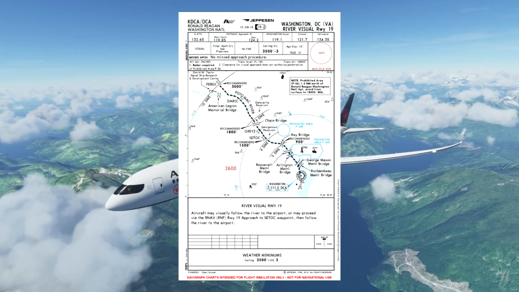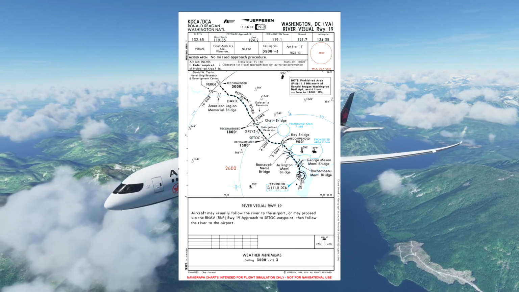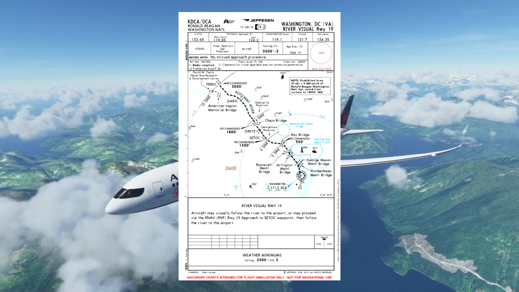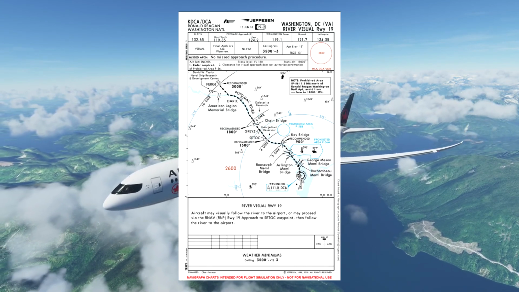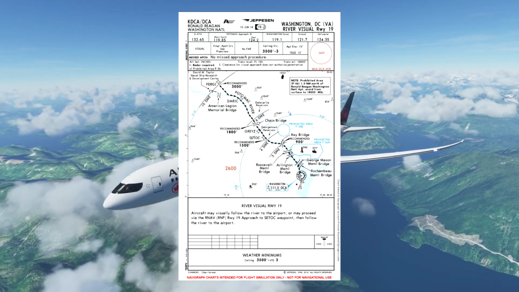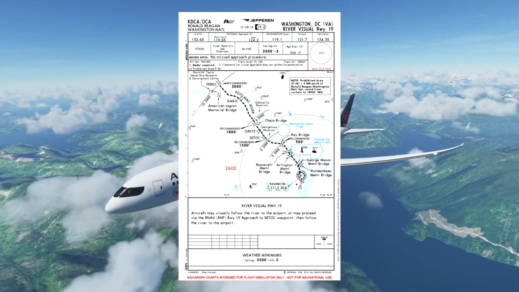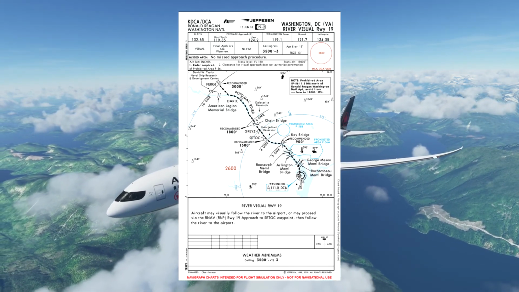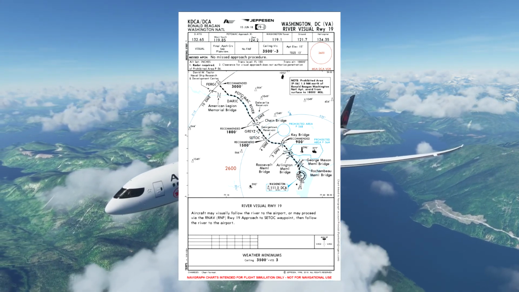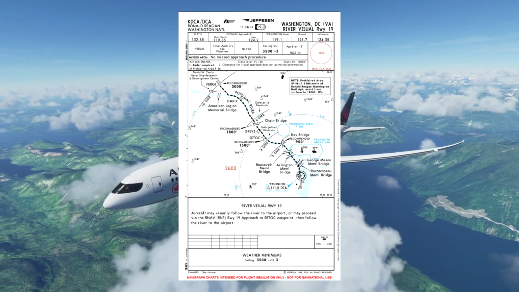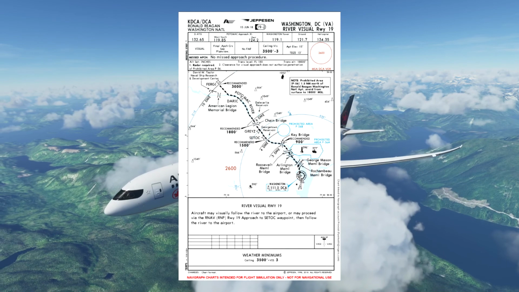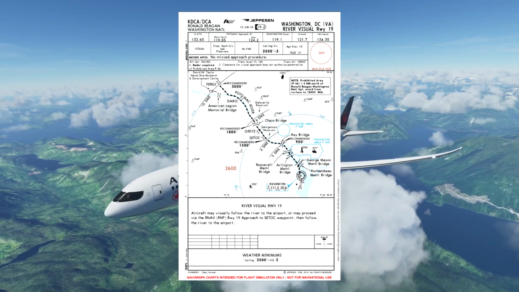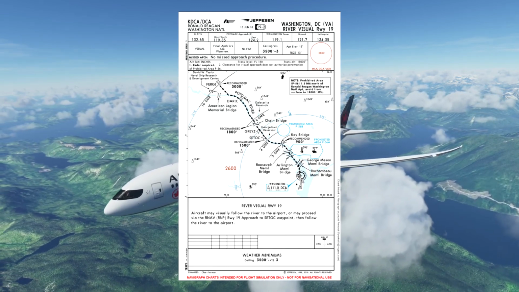And you can see in the notes at the bottom, aircraft may visually follow the river to the airport, or may proceed via the RNAV, which is another approach, which would have nav points. You could do it in bad weather, but that would only take you to a certain waypoint, and then you would have to fly the visual for the rest of it anyway. So it is another type of chart, not seen too often, but this is probably one of the most famous ones that you would find.